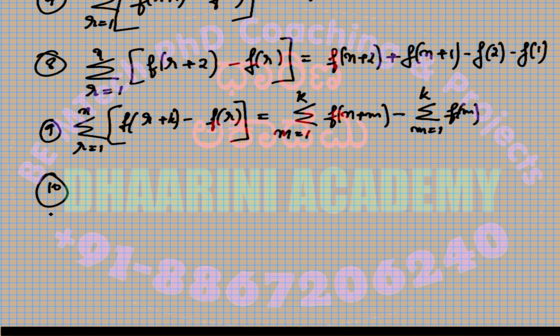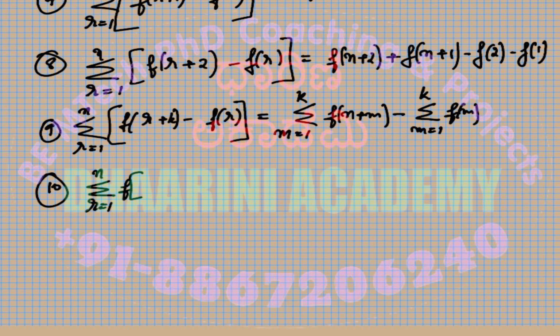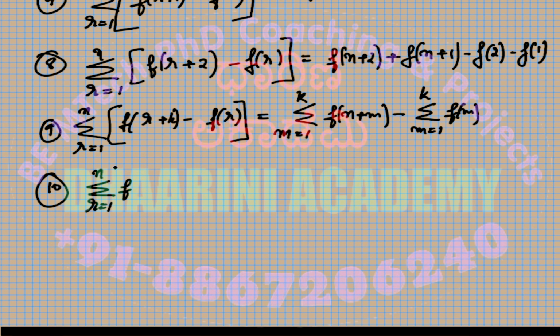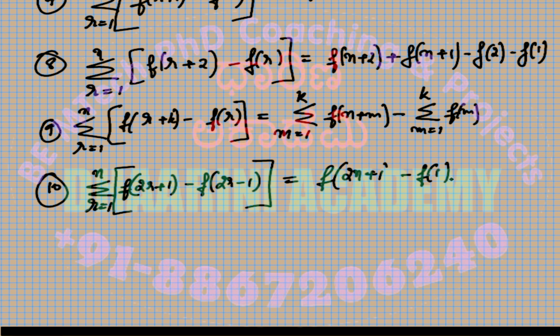All right. So next one, summation r equals to 1 to n of f of 2r plus 1 minus f of 2r minus 1 can be replaced without summation as f of 2n plus 1 minus f of 1.